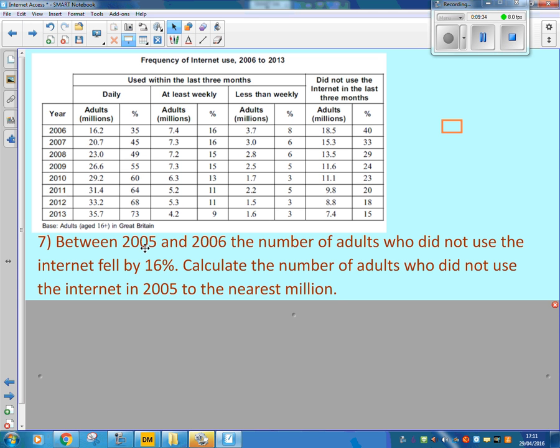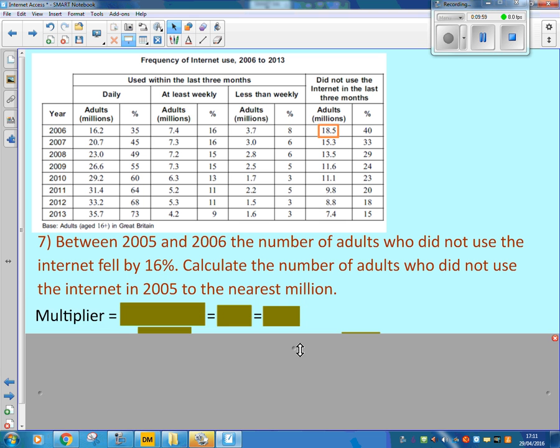Question 7. Between 2005 and 2006, the number of adults who did not use the internet fell by 16%. And then we need to find the number in 2005. So we're working backwards. Instead of being told 2005 going forward to 2006, we go 2006 back to 2005, and it's the number not using the internet. So there's our 18.5 million. Now, when you're doing this, again, it's a multiplier. Start with 100%, but notice it is falling by 16%. It's going down by 16%. 100% minus 16% is 84%. As a decimal, divide by 100, 0.84.